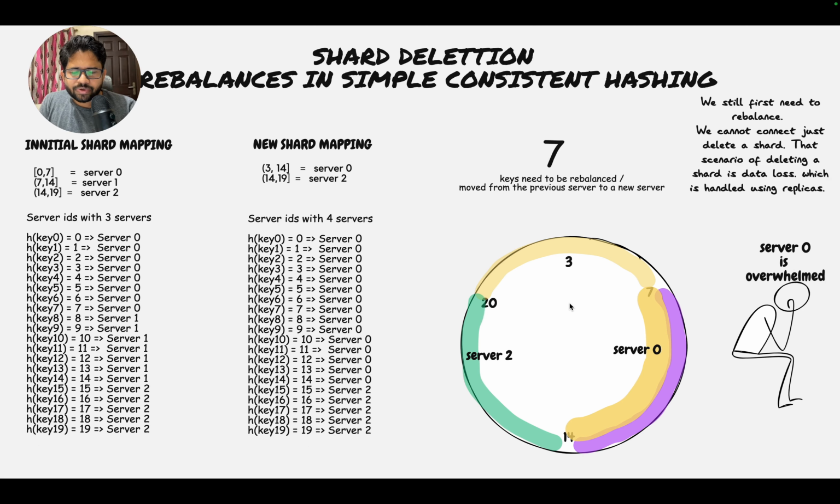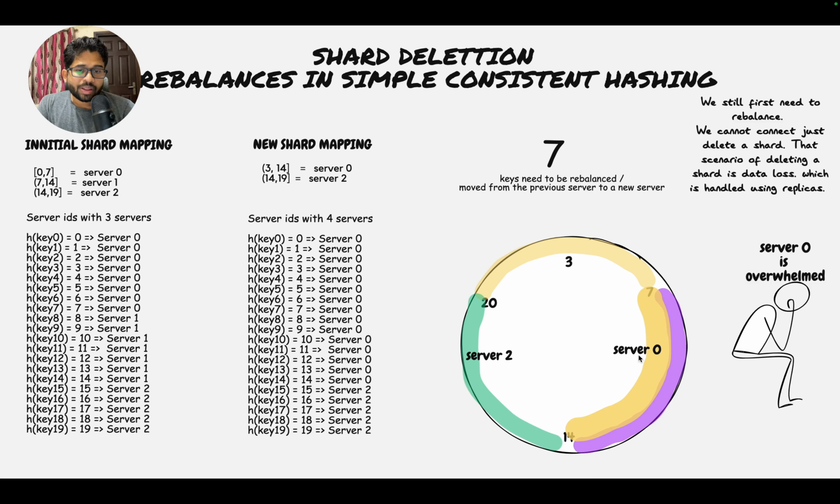The same thing happens for deletion as well. Let's say you had 3 servers and now, instead of 3 servers, you just need 2 servers. So let's say you had to delete server number 2, which is the one mentioned in purple here. The moment you do that, you assign that range to one of the servers.